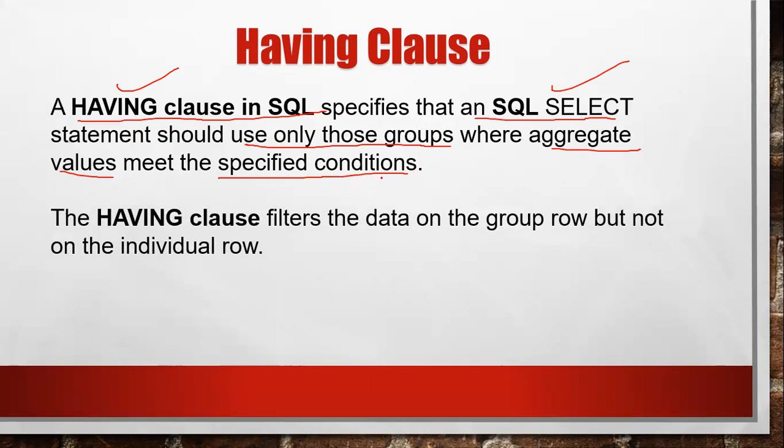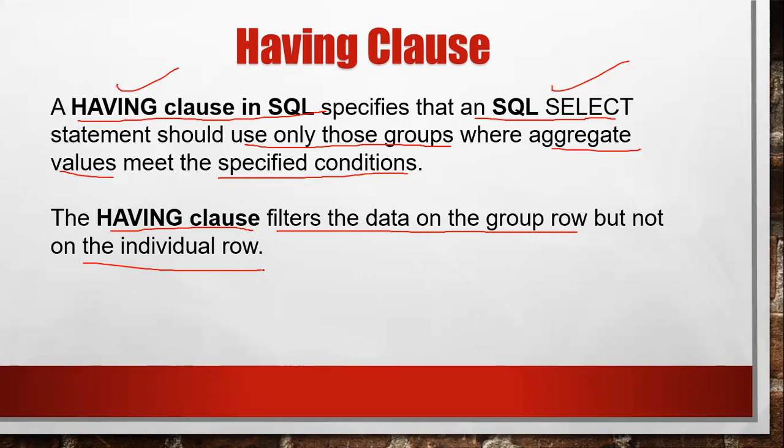After that, one more thing is that the having clause filters the data on the group rows but not on the individual rows. Obviously the having clause works only on the groups. Once we have created groups by the group by clause, the having clause is applied on the groups, not on the individual records.